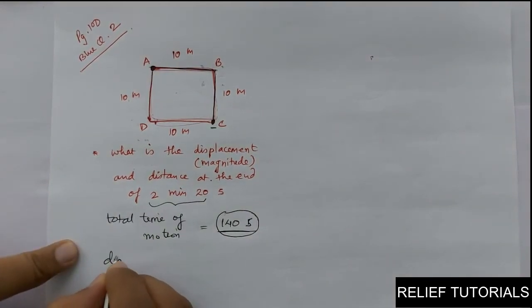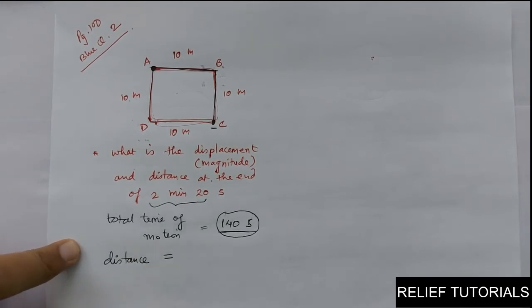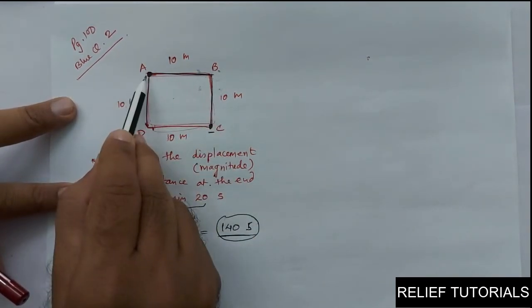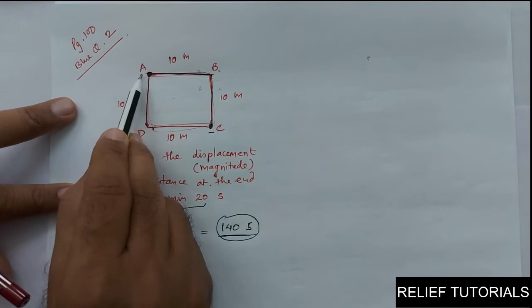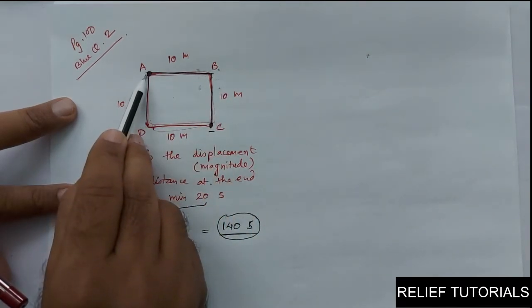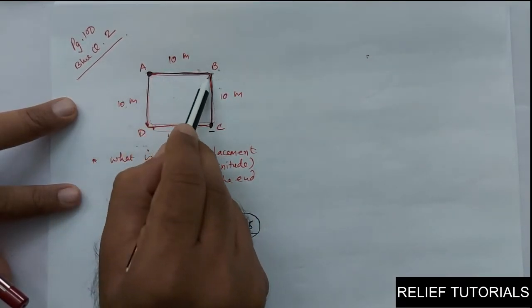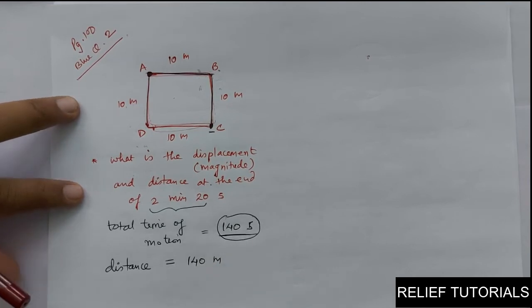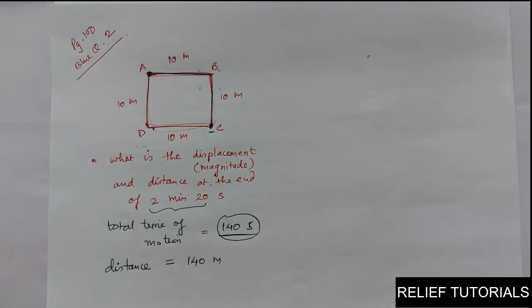Now, what is the distance traveled? Distance means the length of the path. Be careful, he has completed 1, 2, 3 complete perimeters. So 40 meter distance in the first round, another 40 means 80 meter at the end of 2 rounds, 120 meter at the end of 3 rounds, then 130 meter, 140 meter. So the distance traveled is 140 meter in 140 seconds. Actually he is traveling with a speed of 1 meter per second, so in 140 seconds he completes 140 meter. The total distance traveled is 140 meter.